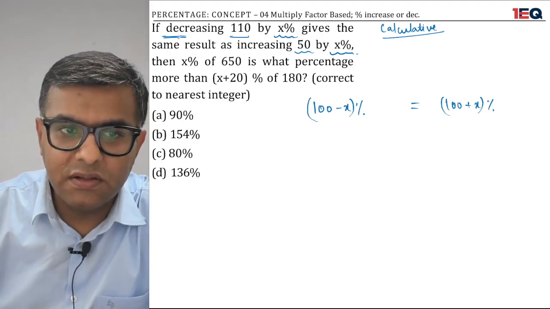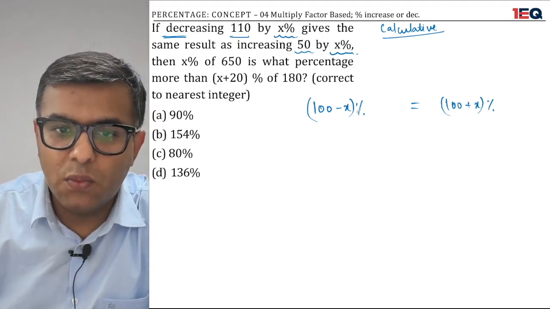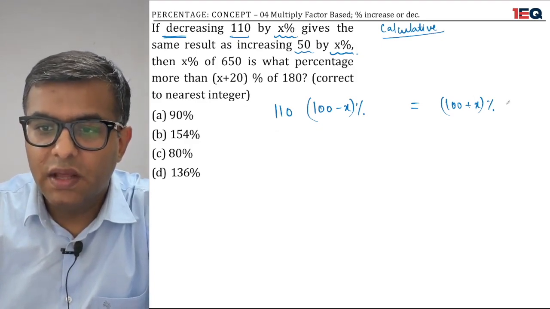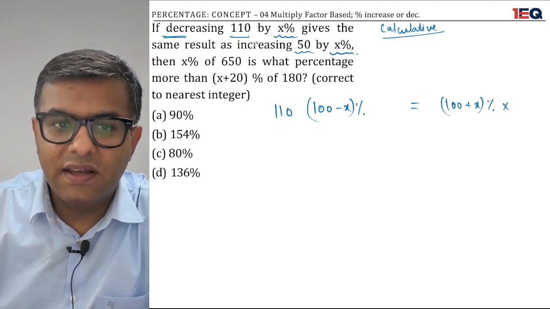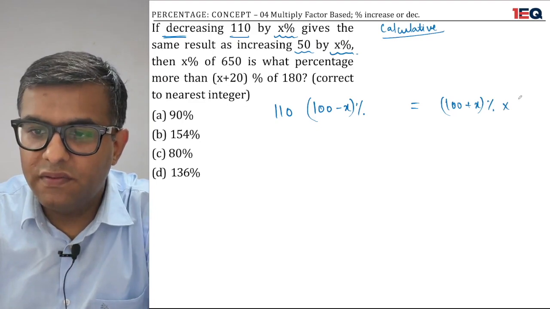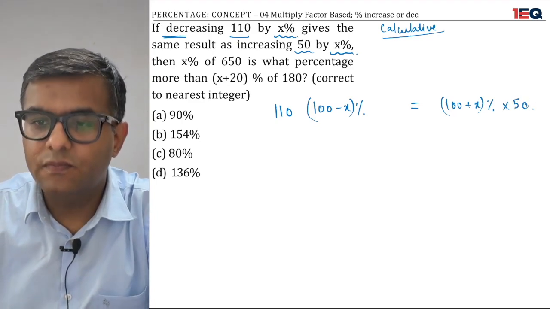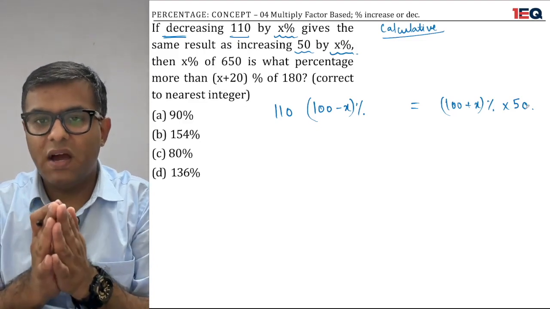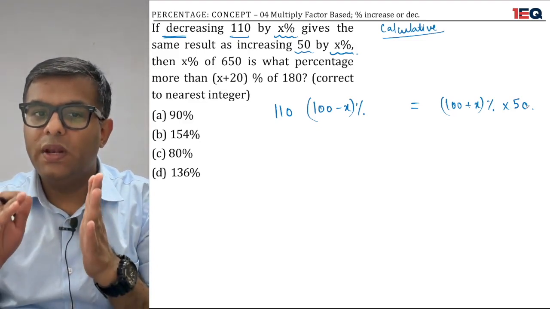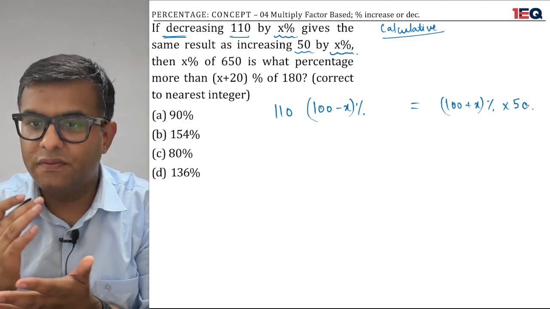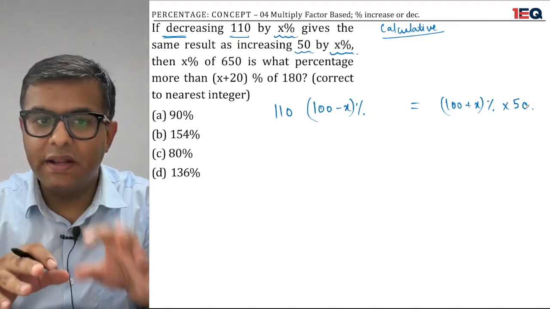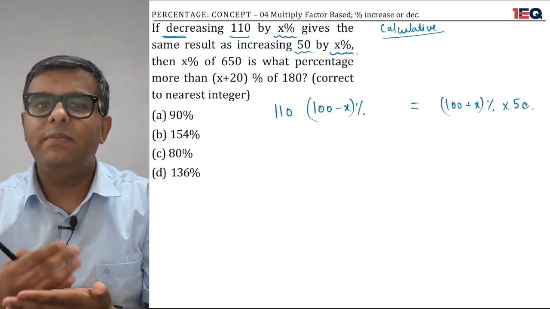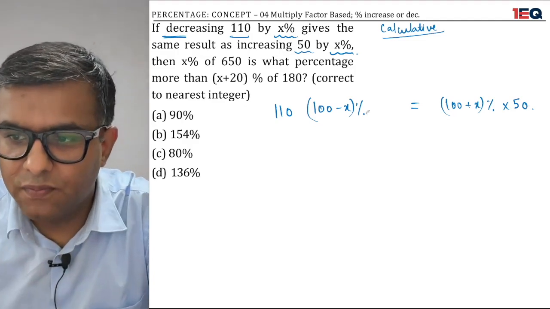Here's the percentage sign and here's another percentage sign. In the first equation on the left hand side, it says decreasing 110, so 110 is being multiplied over here, and here increasing 50, so 50 is multiplied over here. So the base of our question has been set. Now we need to find out the correct value of x and plug it into 650 as well as this 180, and then we'll be able to figure out the correct solution.